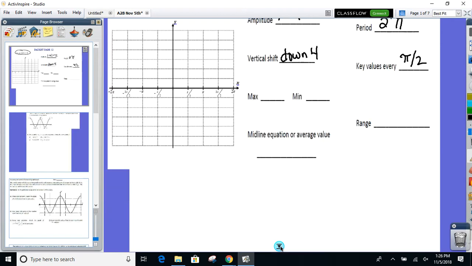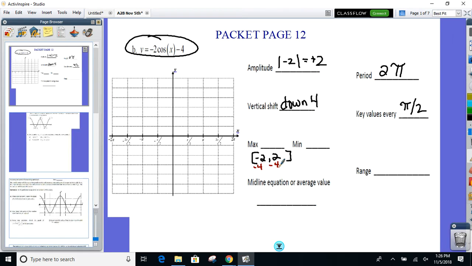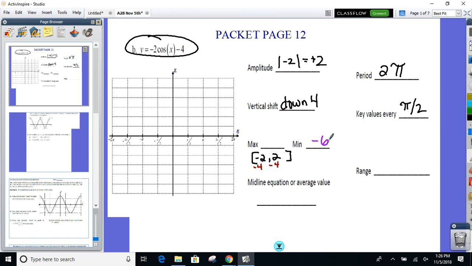So here's what I'm going to ask you guys first. Before I shifted it down 4, what was my min and my max? Before the shift. What do you got for me? Crickets. -2 and 2. You get that from your amplitude. Now you shifted it down 4, so subtract 4 from your min and max. What is my new minimum now? -2 minus 4. -6 for my new minimum. And what about my new maximum? -2.